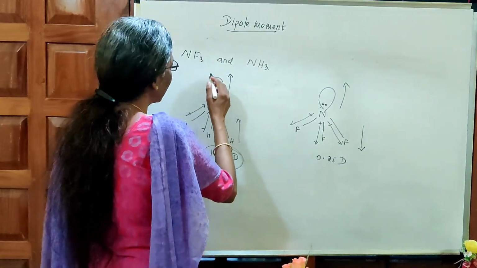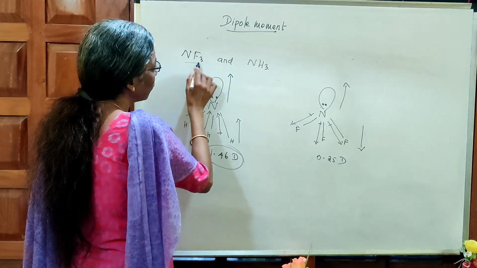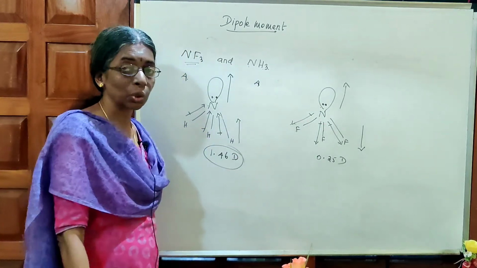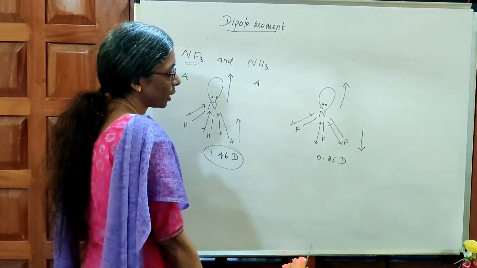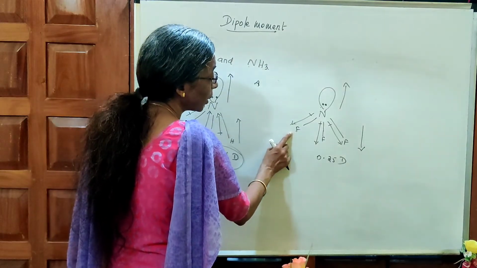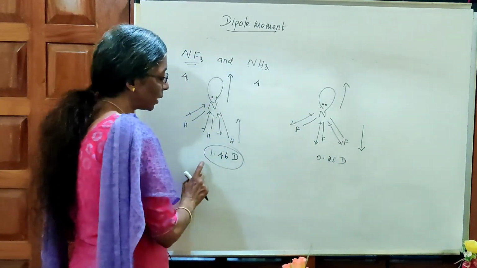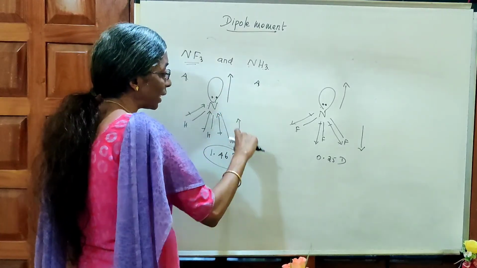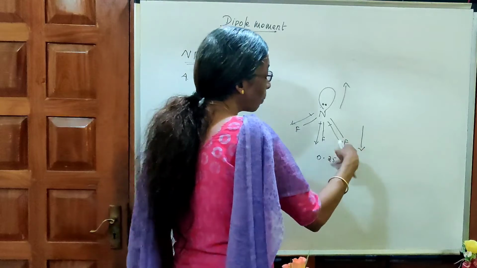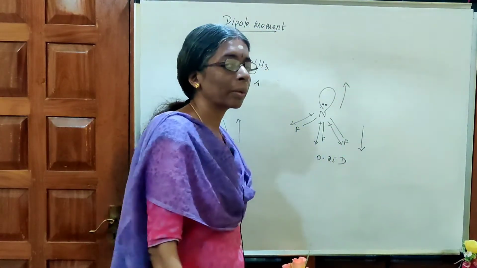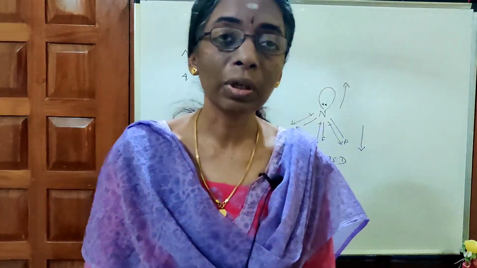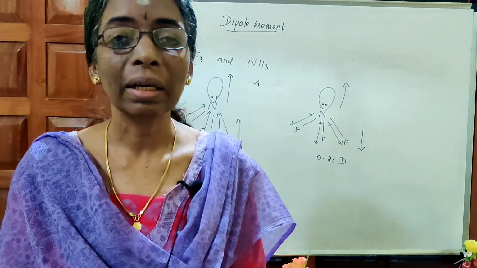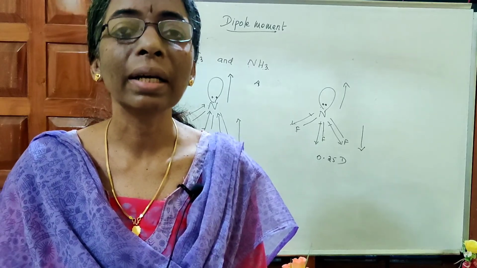So the question may come like this. NF3 has 4 atoms, and NH3 also has 4 atoms. If you study the geometry, both are pyramidal in structure. But the net dipole moment of NF3 is much lesser than ammonia. What is the reason? The bond dipoles of the 3 NF bonds are opposite to the orbital dipole of the lone pair. As a result, they have a lesser net dipole moment than NH3.